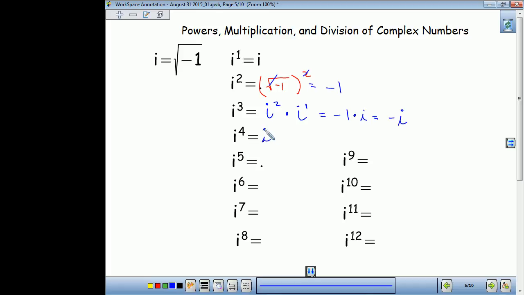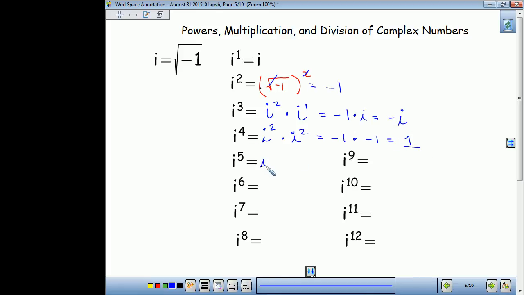i to the fourth. I'm going to go with the same idea here, but I'm going to write it as i squared times i squared. Because when we multiply like bases, we add the exponents and we get the 4. You see how those are equivalent? We said i squared was -1, and -1 times -1 is 1. So i to the fourth is 1.